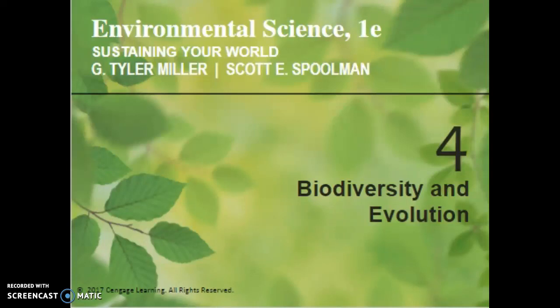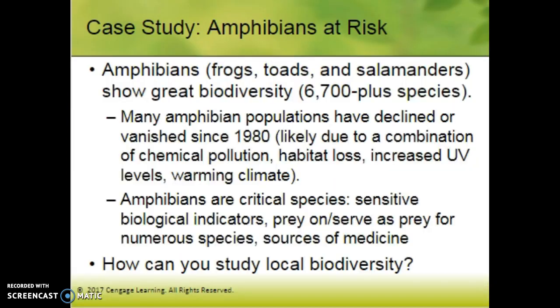This is the Chapter 4 lecture over biodiversity and evolution. We start out this chapter looking at a case study, like always. This one is dealing with amphibians and how we can use them as an indicator of species. Since amphibians live in both water and land, they are going to pick up a lot of toxins if toxins are out there anywhere.